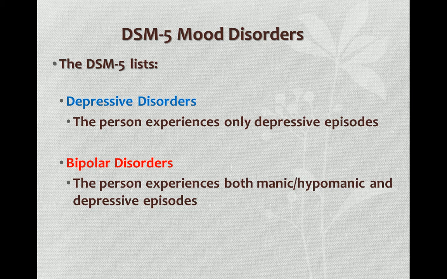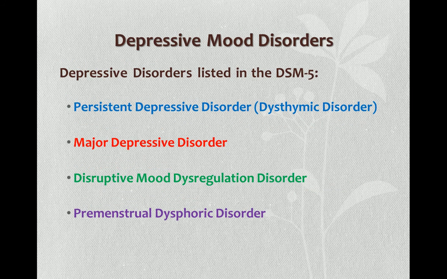So let's look at depressive mood disorders. The DSM-5 lists four main depressive mood disorders. For the purpose of this class, we will examine the first two: persistent depressive disorder, formerly known as dysthymic disorder, and major depressive disorder. Before we do so, let's look at some of the major symptoms of depression.